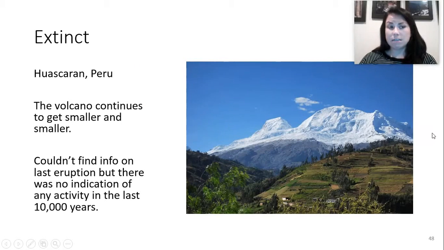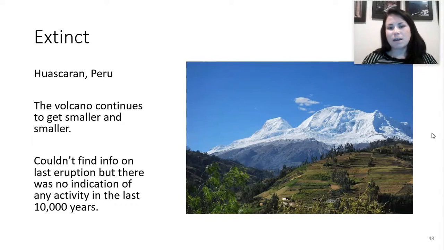And what about extinct? So this volcano is in Peru, Huascarán, and this volcano continues to get smaller and smaller. I couldn't find a whole lot of info on the last dated eruption, but there's no indication of activity in the last 10,000 years.